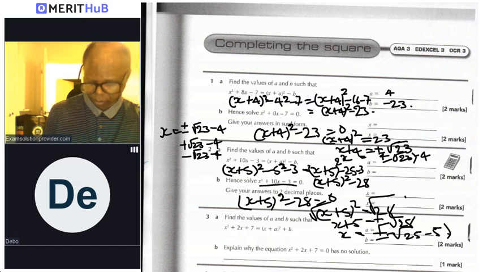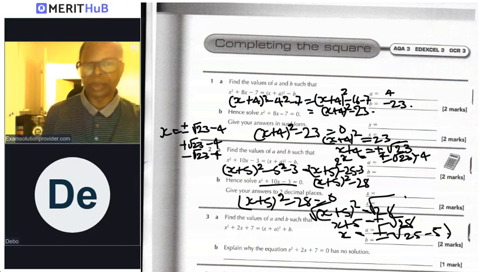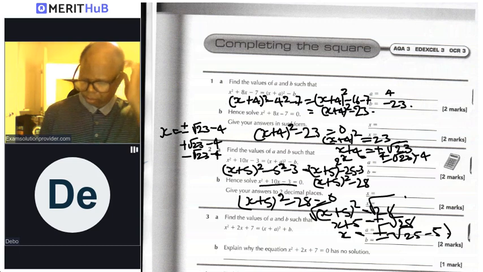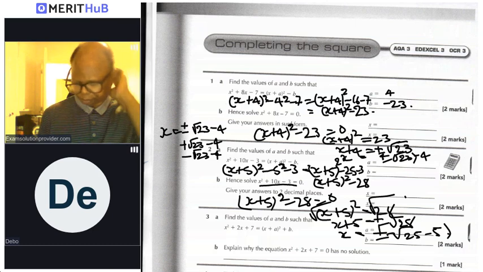I'm done. What did you get for 3A? I got brackets x plus 1 squared plus 6. And then for B, there are no real solutions because the root will be minus 6. Yeah. Okay.